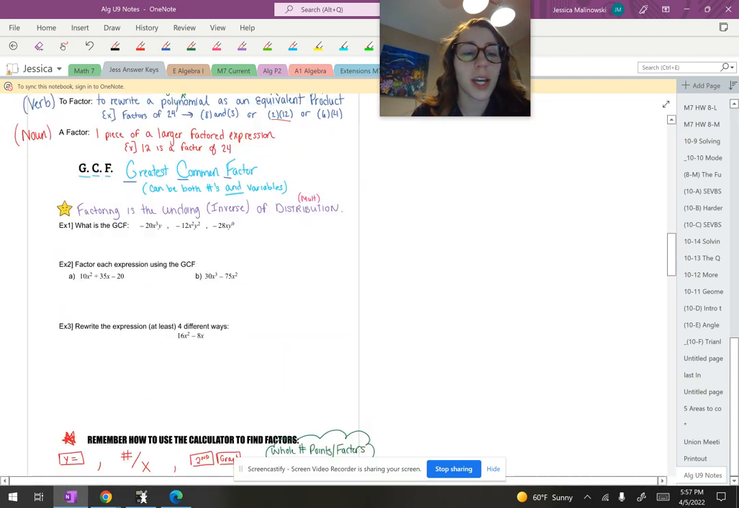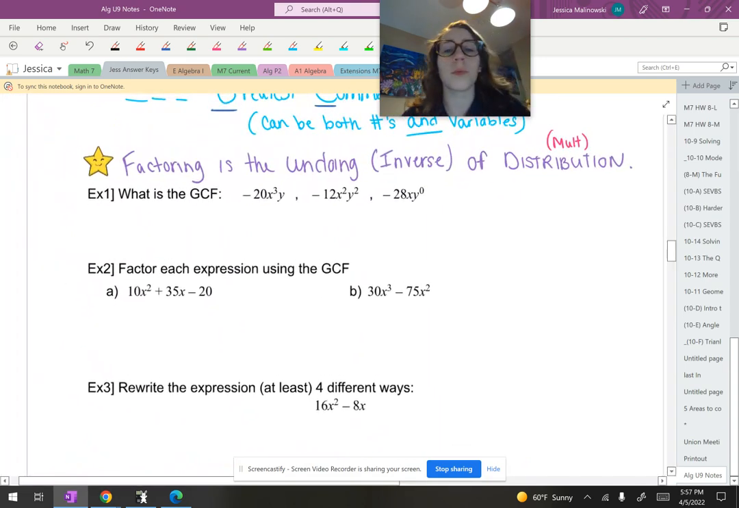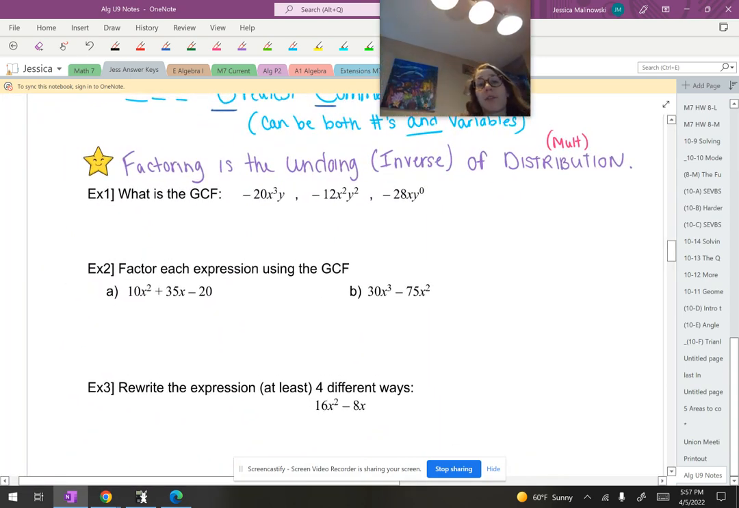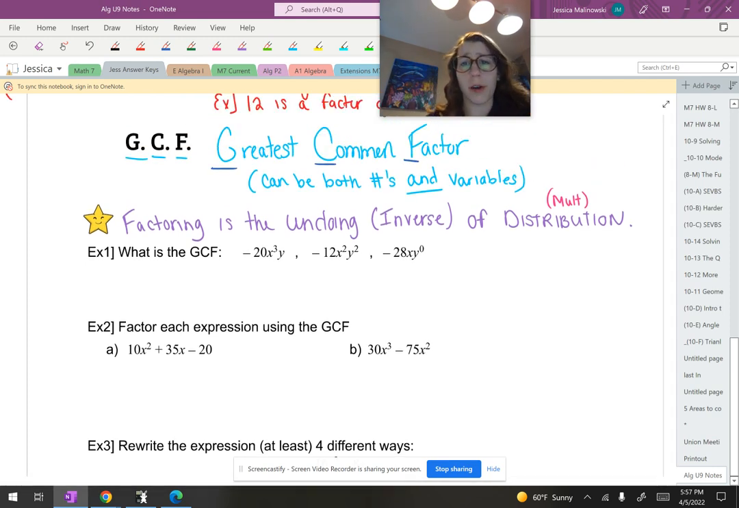Alrighty. So, anyways, 9-2 notes. Example number 1. What is the GCF? Greatest common factor, as we just talked about in the previous video. So we are looking at all three of these terms here, and we are trying to determine what they have in common. What factors can be taken out of each one? What's the largest number that can be divided? What do they have in common?